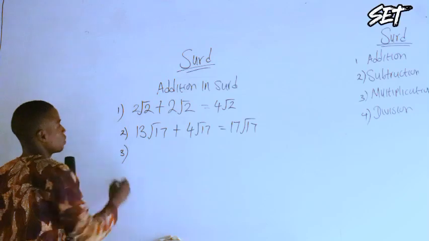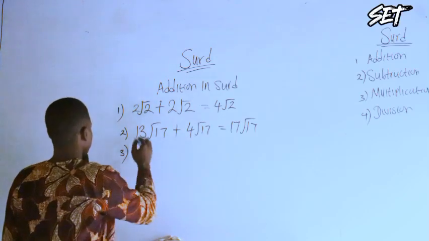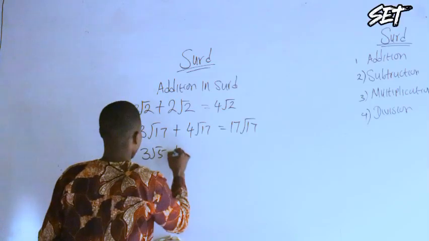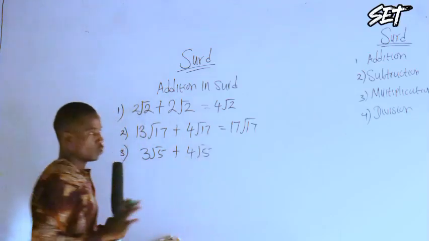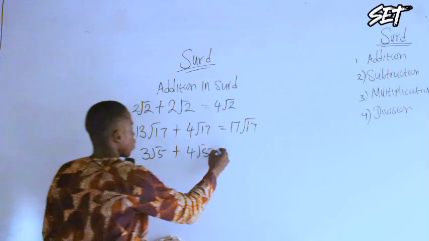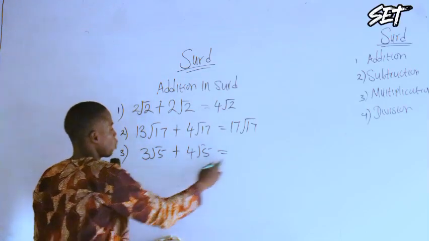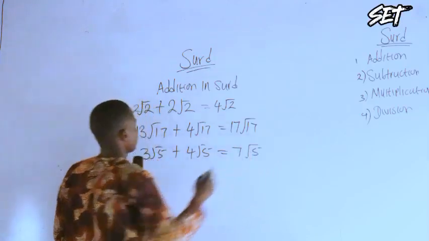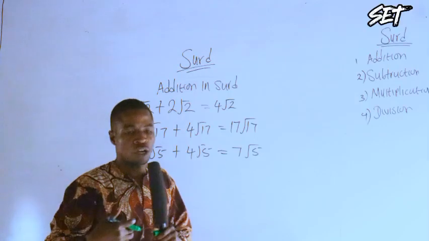Now, example number 3. When we have 3 root 5 plus 4 root 5, how can we get the answer? This 3 plus 4 is what? 7. You write the root 5, so 7 root 5. These are the additions in SURD.